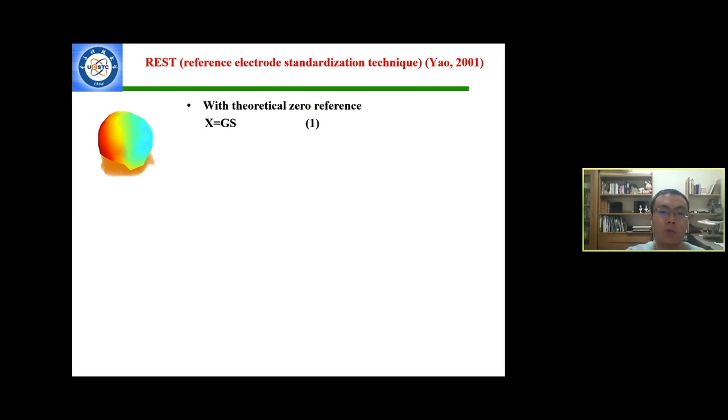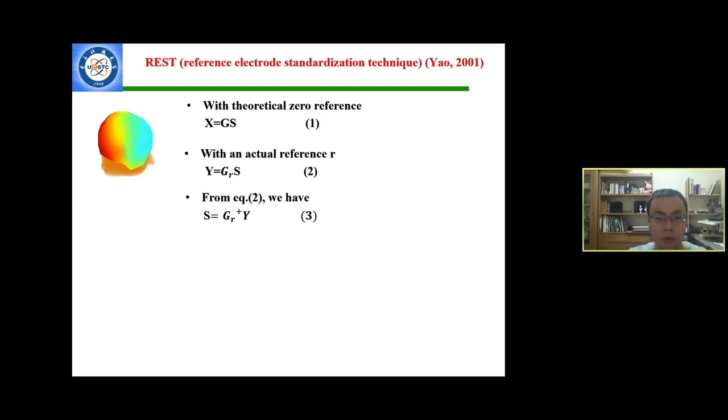Now I will briefly introduce the REST technologies. First, with the theoretical zero reference, we get equation 1, x equals Gs. This is the general equation. And with an actual reference r, we have equation 2, y equals G_r multiplied by s. Here r means the reference r.